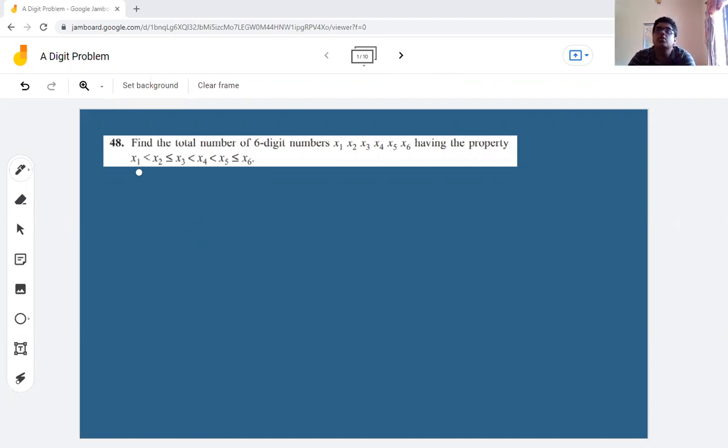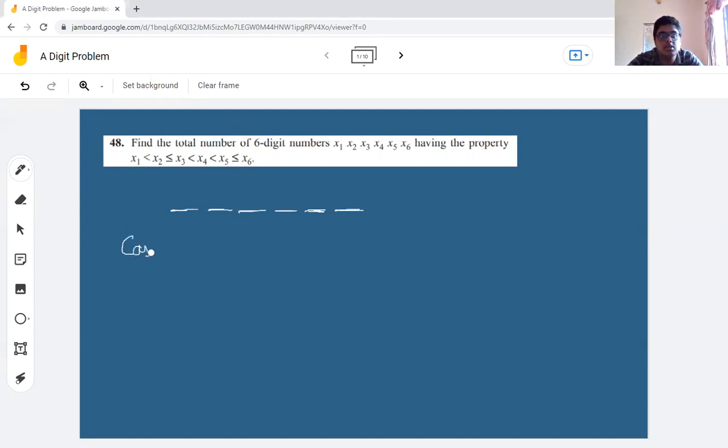In this video, my motive is not just to solve this problem, but also to do something else: how to make observations from a problem, how to find out new things. So let's first solve this problem. We'll consider a 6-digit number like this. Since there are less than and less than or equal to signs, it may be better to divide into cases so that it becomes easier for us.